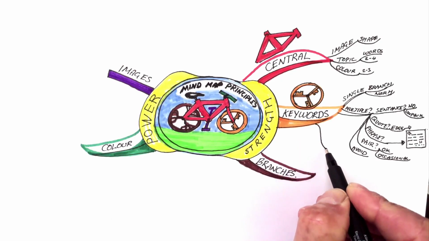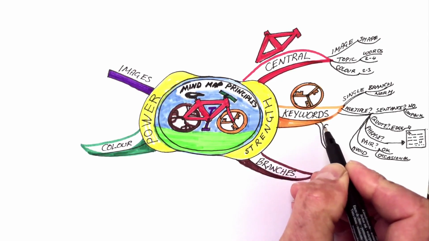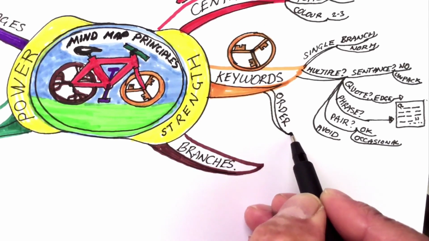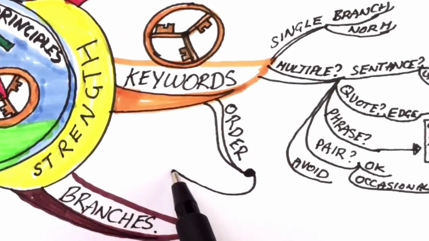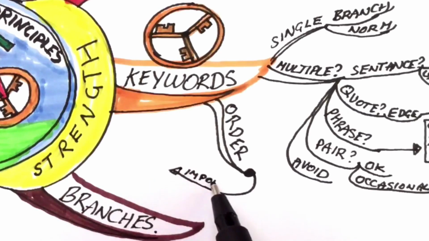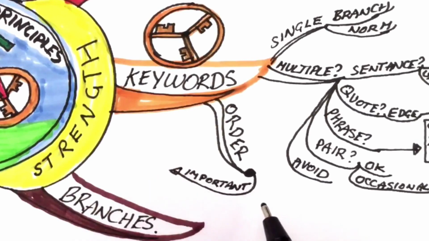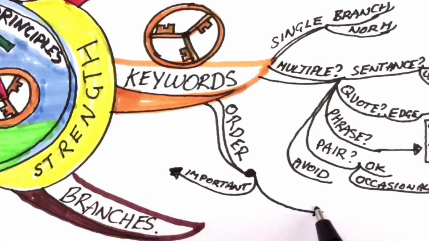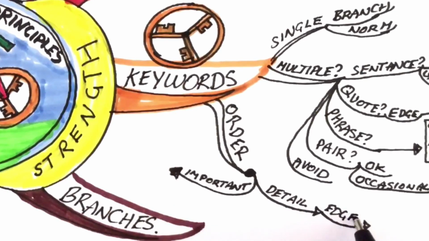The next question is, what order do you put the keywords into? What position should they go into? You've stripped down the sentence into keywords. We don't use sentence order. We order it according to importance. The really important words move towards the center, like the topic words and the keywords, and then the details move towards the edge.